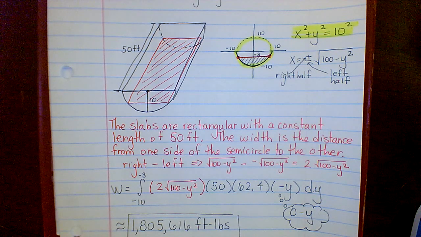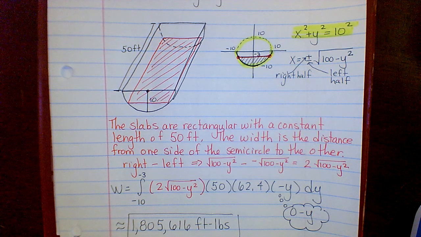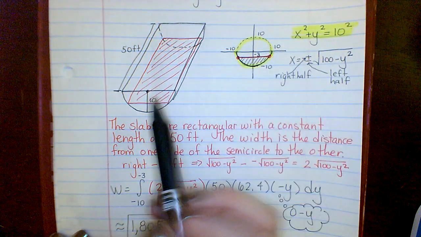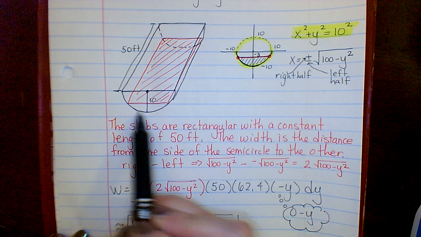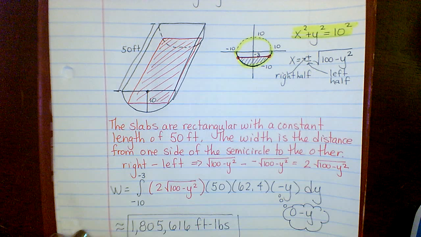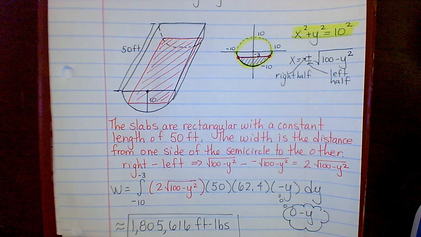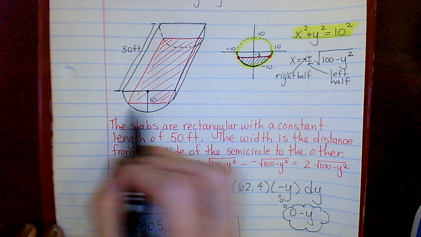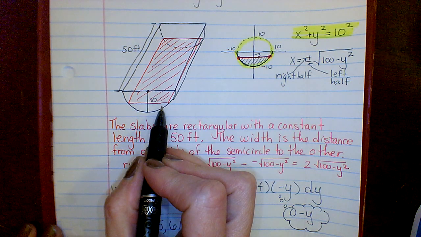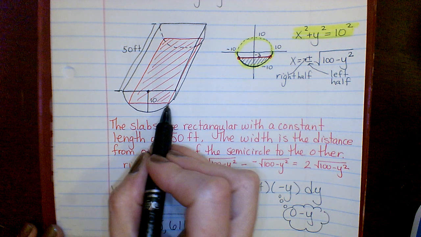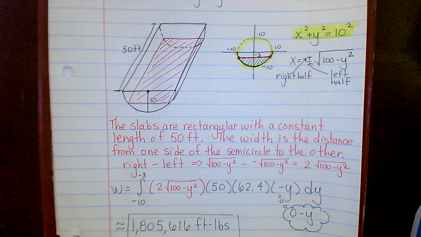These slabs, let's go back to talking about them. They're rectangles with a constant length of 50. The width is going to change. So a little rectangle slab down here is going to have a more narrow width. It's still going to have that length of 50. The width is going to be controlled by the semicircle. All right, so the width of this rectangle is controlled by the semicircle, and it's the distance from one side to the other of the semicircle.